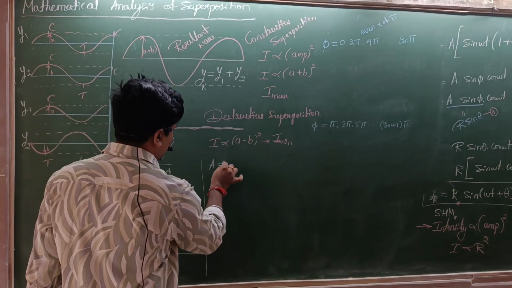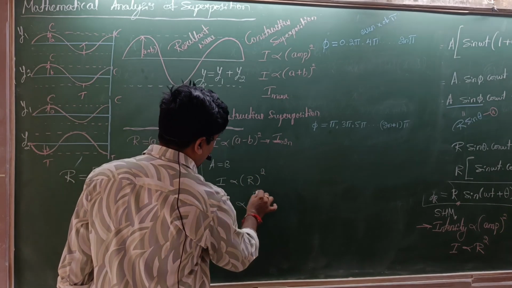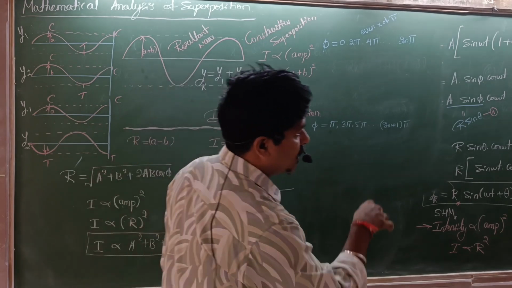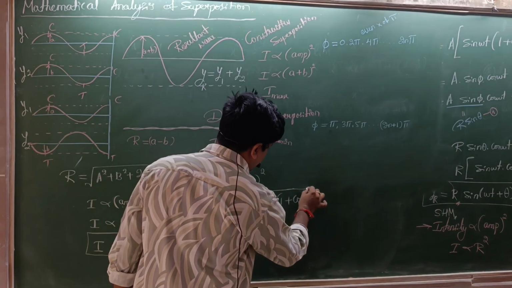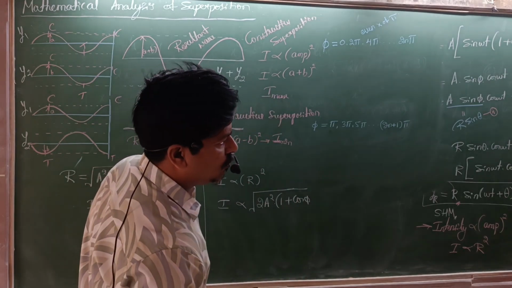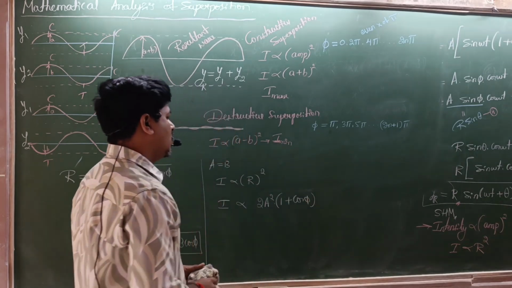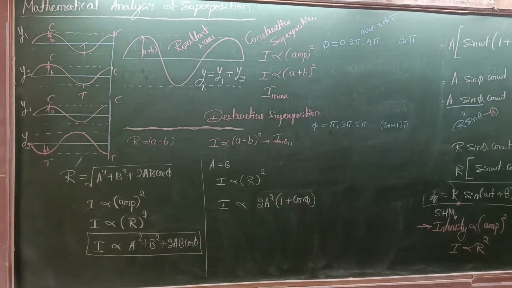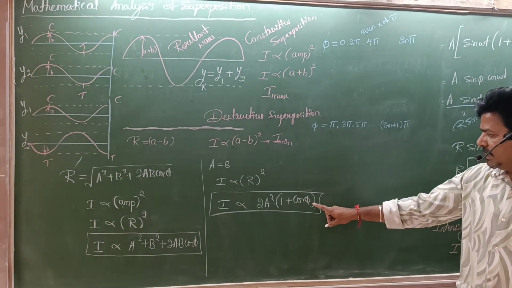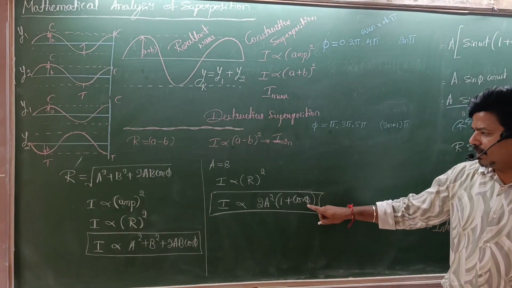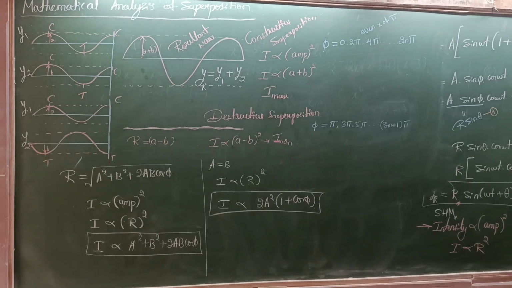For same amplitude, if a is equal to b, then intensity is directly proportional to r square, so intensity is proportional to 2a square into 1 plus cos phi. This is the value of r square, so the root does not come, just 2a square into 1 plus cos phi. So this intensity is maximum when the value of cos phi is 1. When cos phi is 1, the intensity value becomes maximum. So for cos phi to be 1, what values should phi take?